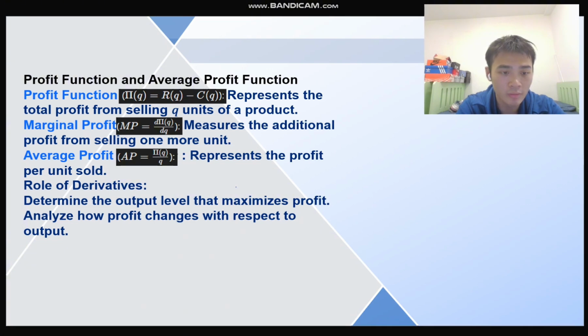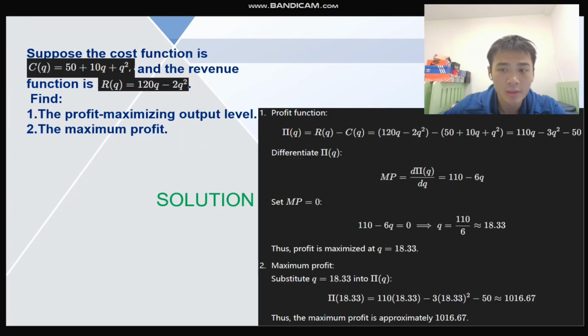And in this part, the role of derivatives is to determine the output level that maximizes profit and also analyze how profit changes with respect to output. Here we also have an example problem for it. So let's suppose the cost function is C(Q) equals 50 plus 10Q plus Q squared, and the revenue function is R(Q) equals 120Q plus negative 2Q squared. It requires us to find the profit maximizing output level and the maximum profit.